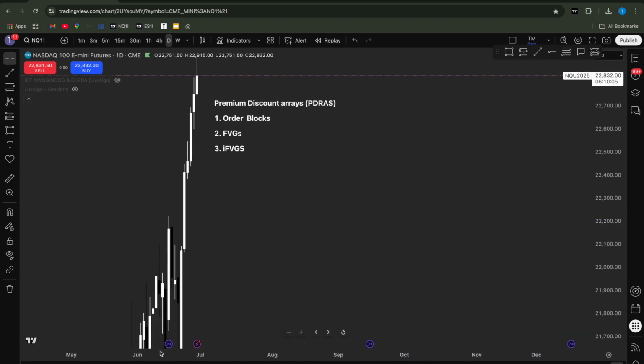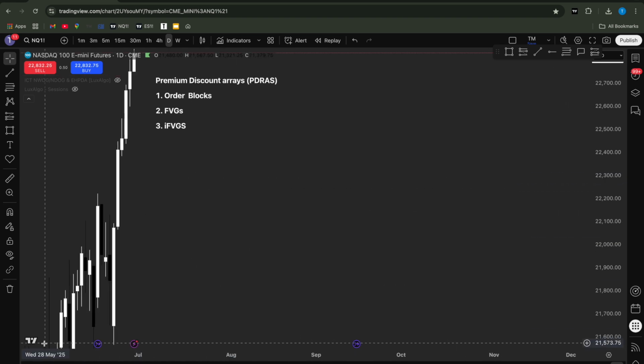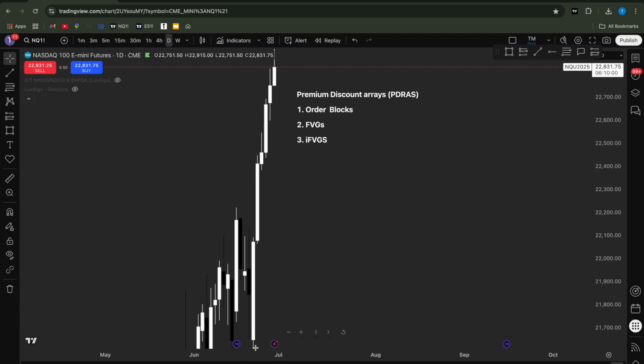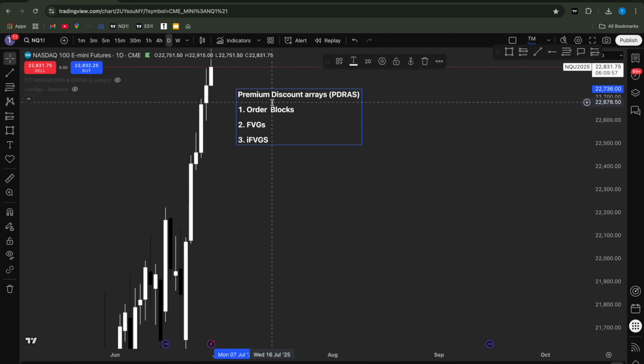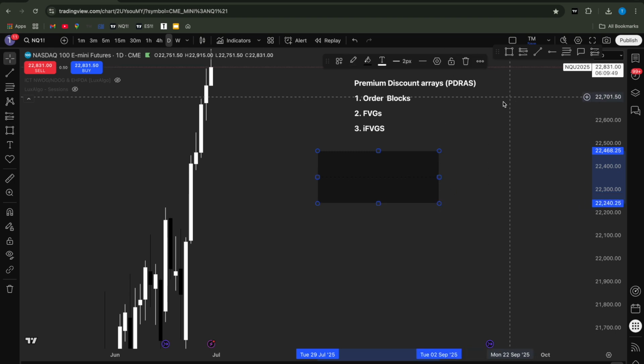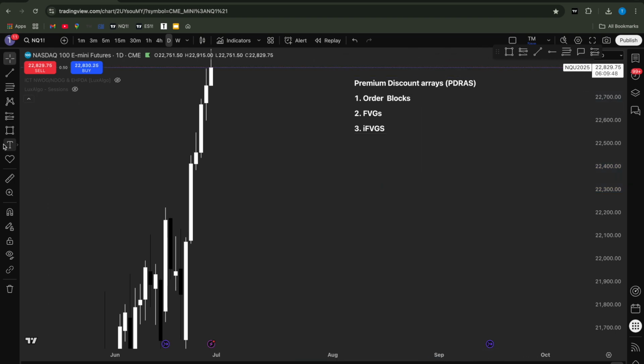We'll go on the daily here. I'll show you an example of a fair value gap. So a bullish fair value gap, I would make notes here, but it's quite simple. When you're drawing out fair value gaps, you use your rectangle tool on TradingView, which I showed you in episode 2, I think. So for a bullish fair value gap, it is literally just a gap in price.